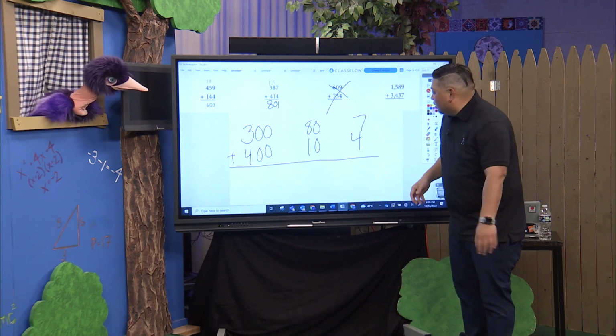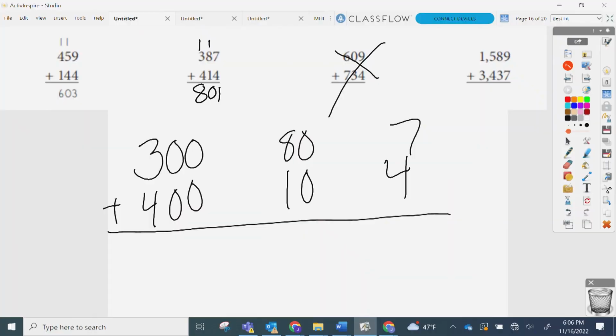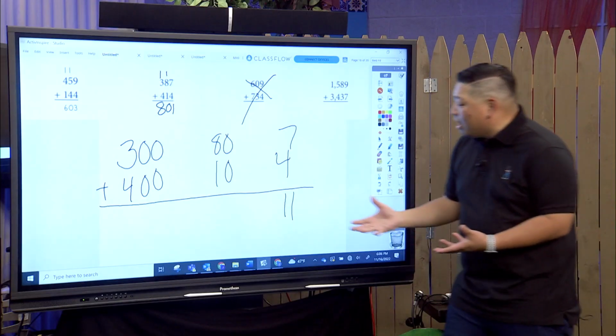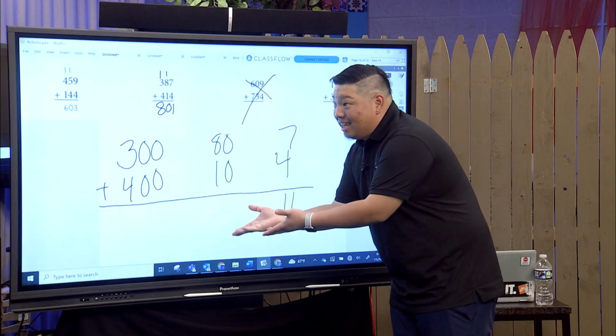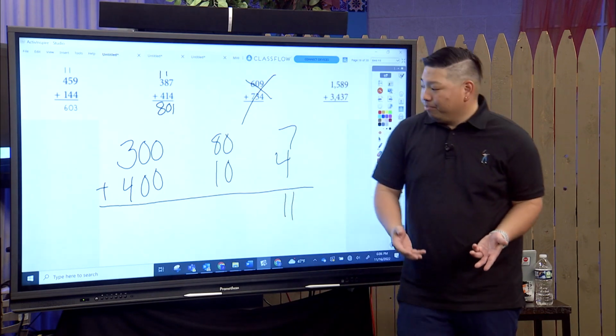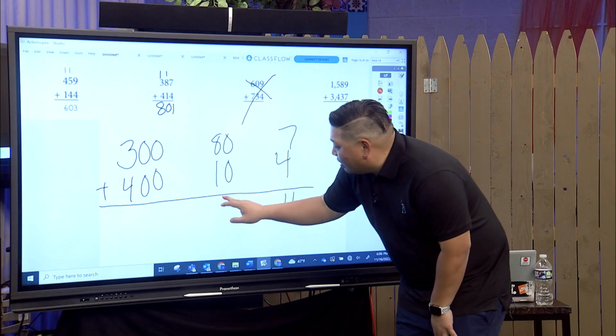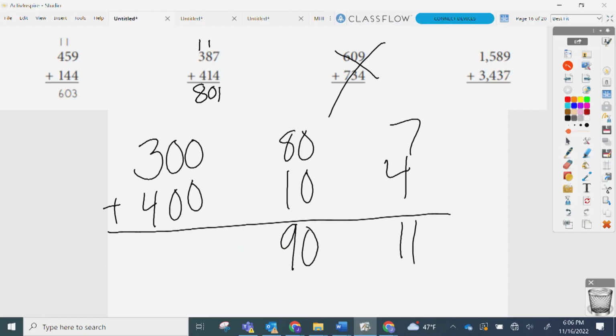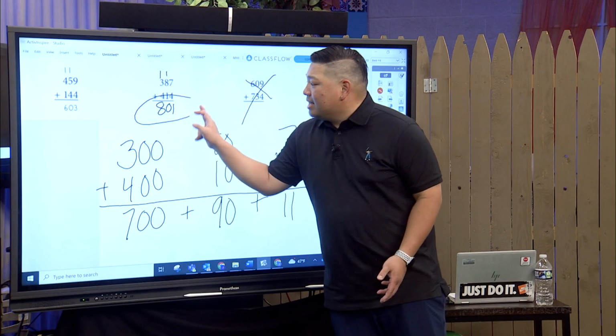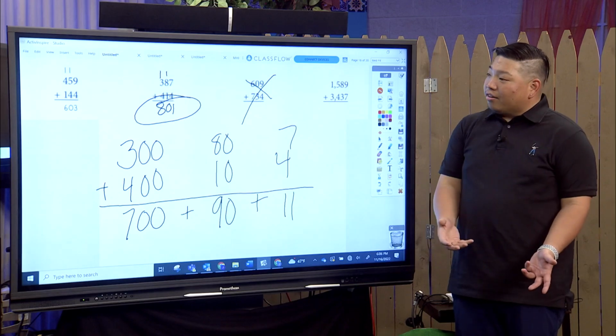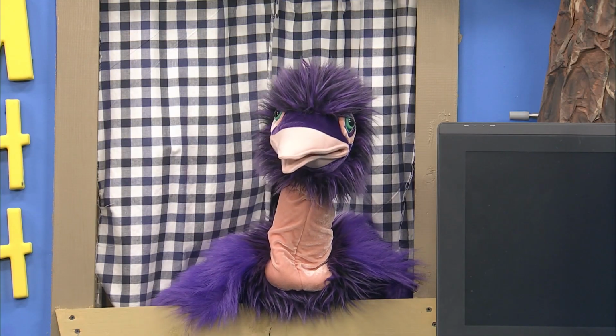So 7 plus 4 is 11. And look, instead of regrouping that, I wrote that here because I know that I'm going to have to add that 10 to the tens place, but at a different time. So if I have 80 plus 10 here, we have 90. And 300 plus 400 is 700. But wait, there's more because we now have to add these together. So if we do this correctly, it should be the same answer that we solved for when we used our standard algorithm. I hope we do it right, Mr. Teng. I hope so too.